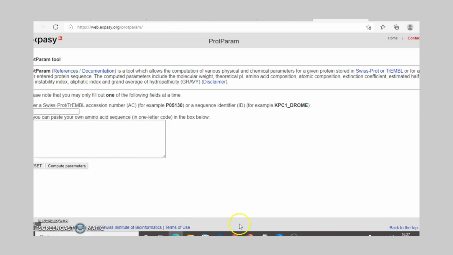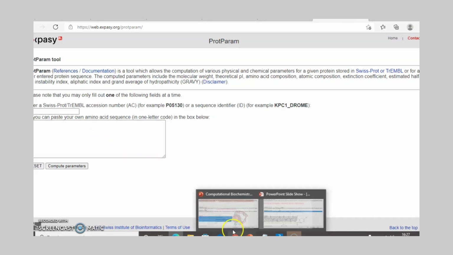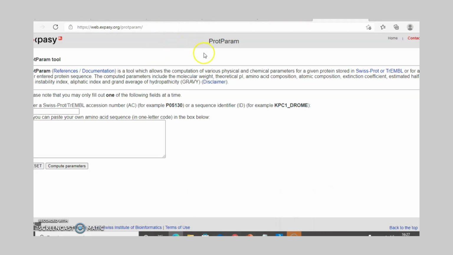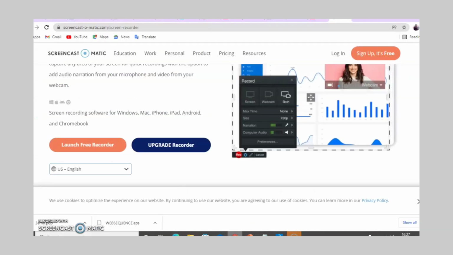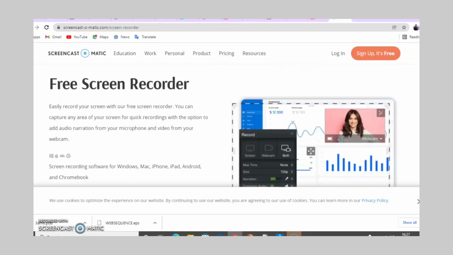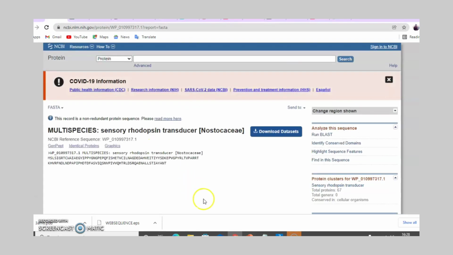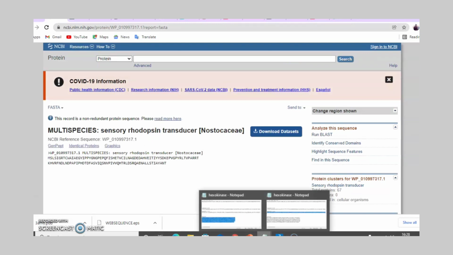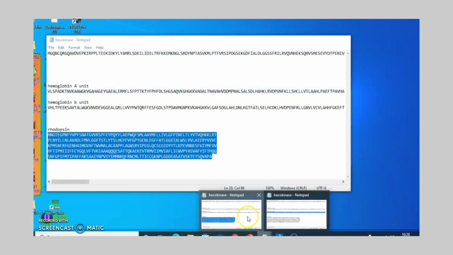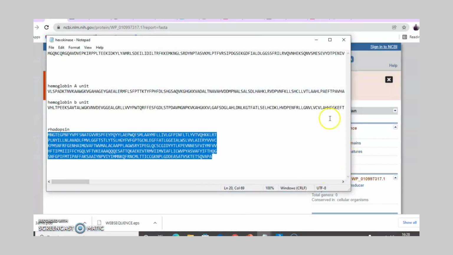Usually we get the FASTA sequence from the NCBI, the National Center for Biotechnology Information. So this is NCBI. But I've actually downloaded a FASTA sequence which I'm going to use in this case. The FASTA sequence I have here, which I saved on my notepad, has different proteins.